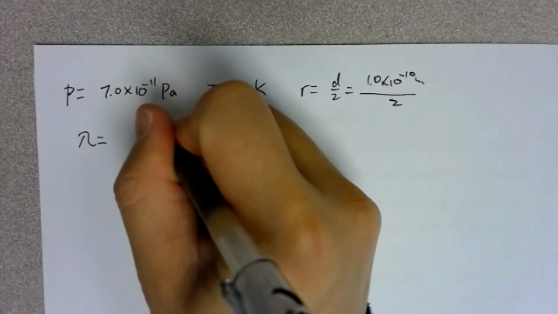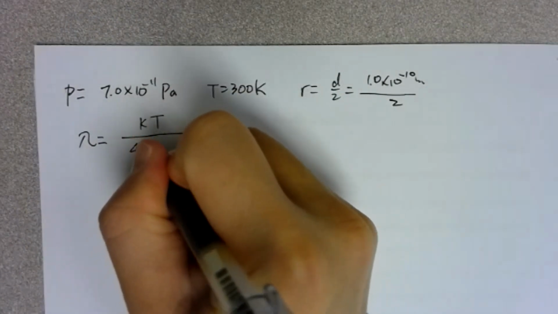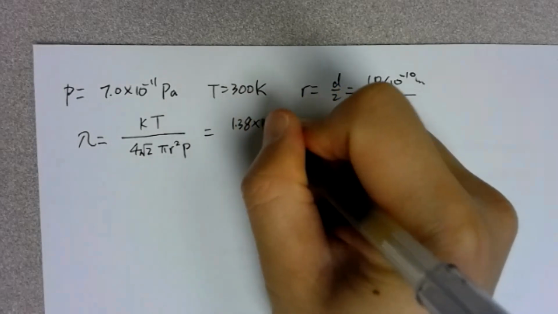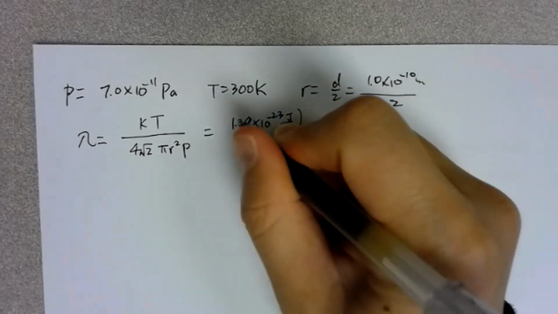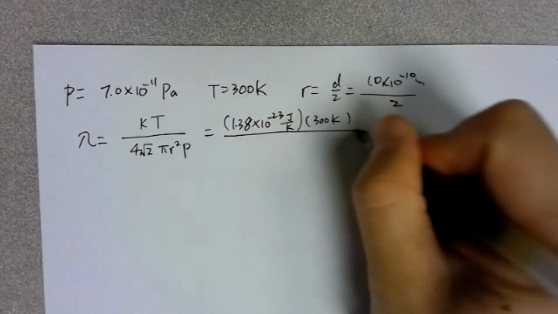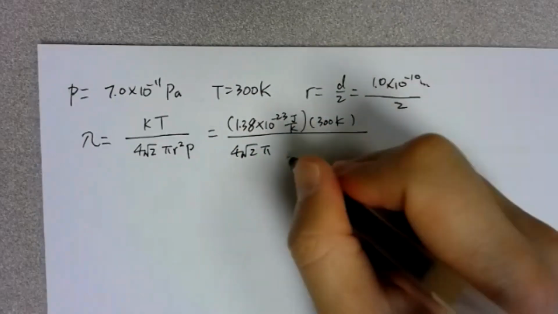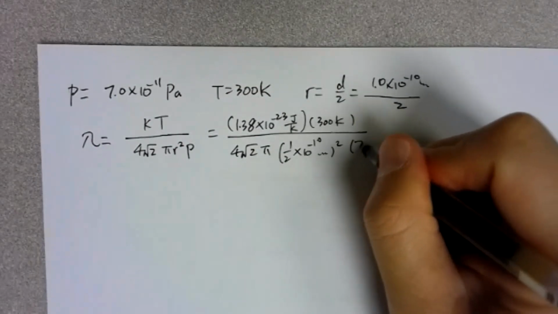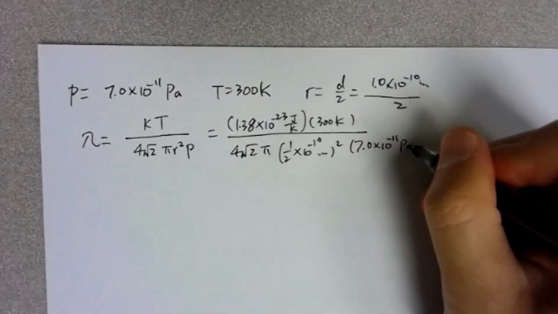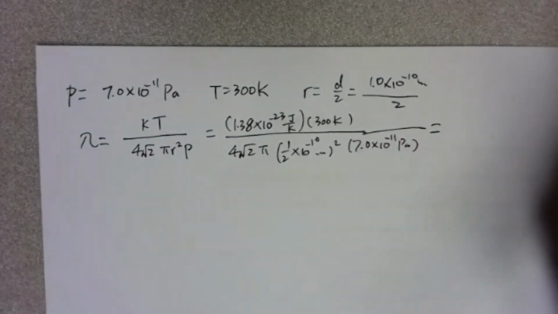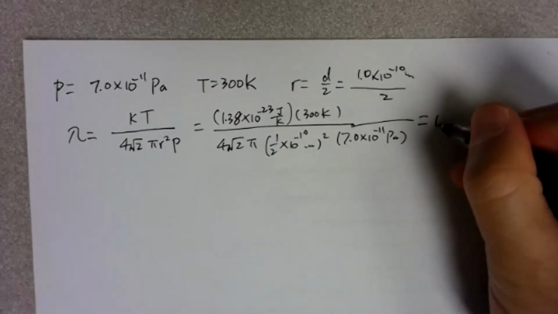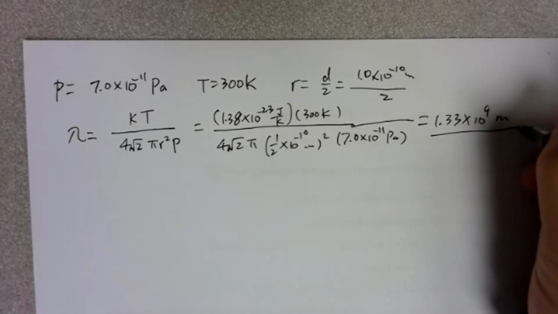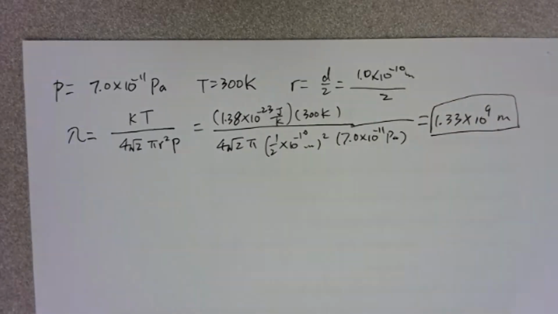So you can calculate lambda. It should be equal to kT, Boltzmann constant times T, divided by 4 square root of 2 pi r squared times P, pressure. So Boltzmann constant 1.38 times 10 to the minus 23 joules per Kelvin times 300 Kelvin, divided by 4 square root 2 pi, and this radius squared, (1/2 times 10 to the minus 10) squared, times pressure 7.0 times 10 to the minus 11 Pascal. Plugging those numbers into the calculator, it tells you 1.33 times 10 to the 9 meters. So that's the mean free path. It's quite some distance.